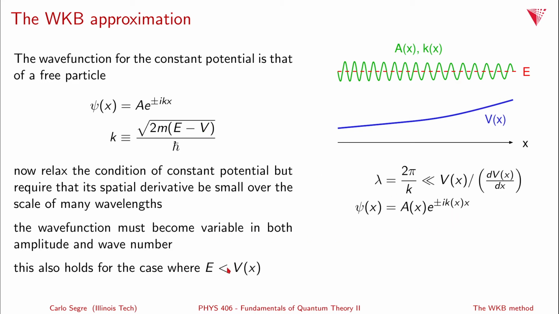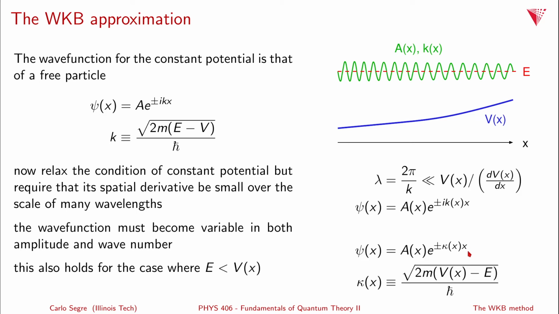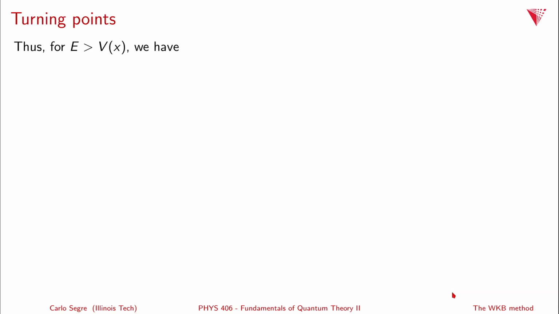This also holds, surprisingly, for the case where the energy is less than V of x, even though that is not an oscillatory wave function. It's an exponentially rising or decaying wave function, as we'll see later. In that case, psi of x becomes A of x times e to the plus or minus kappa of x times x, where kappa is the square root of 2m, and now since the potential is bigger than the energy, the square root of V of x minus E, over h bar.